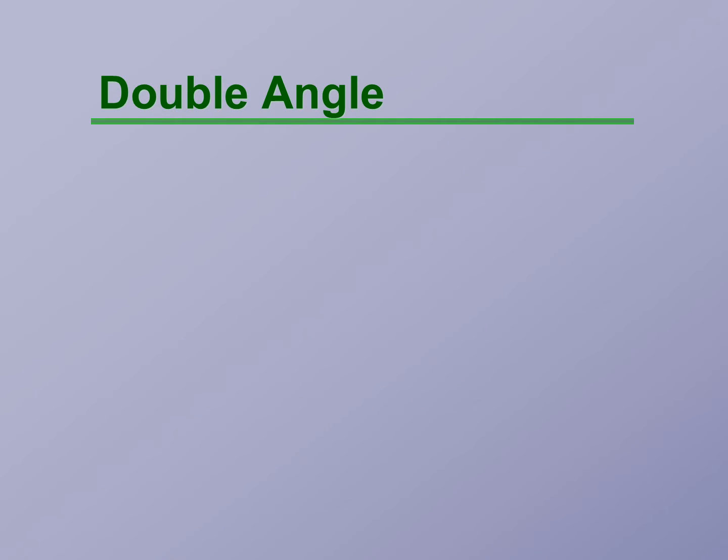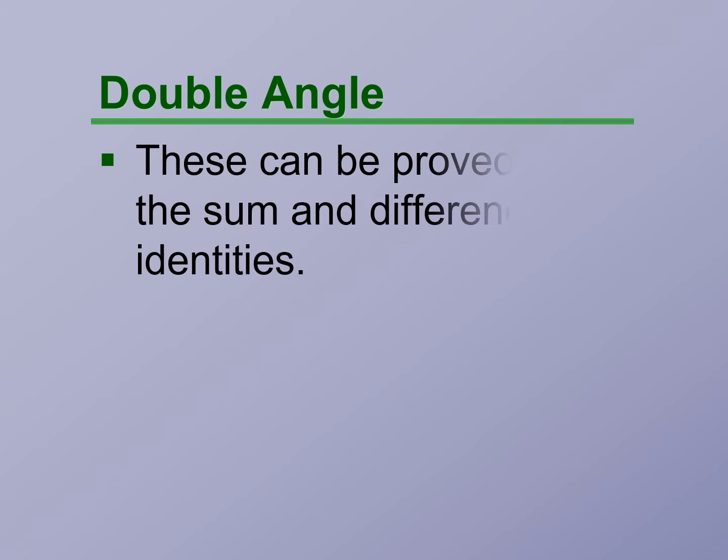All right, now our next type of identities that we want to look at are called the double angle identities. These can be proved from the sum and difference identities, and this is when the angle that they give you is actually 2 or double one of our special angles. So if they give you an angle and you know that angle is the same as twice the amount of a special angle, then you can use the double angle identity.